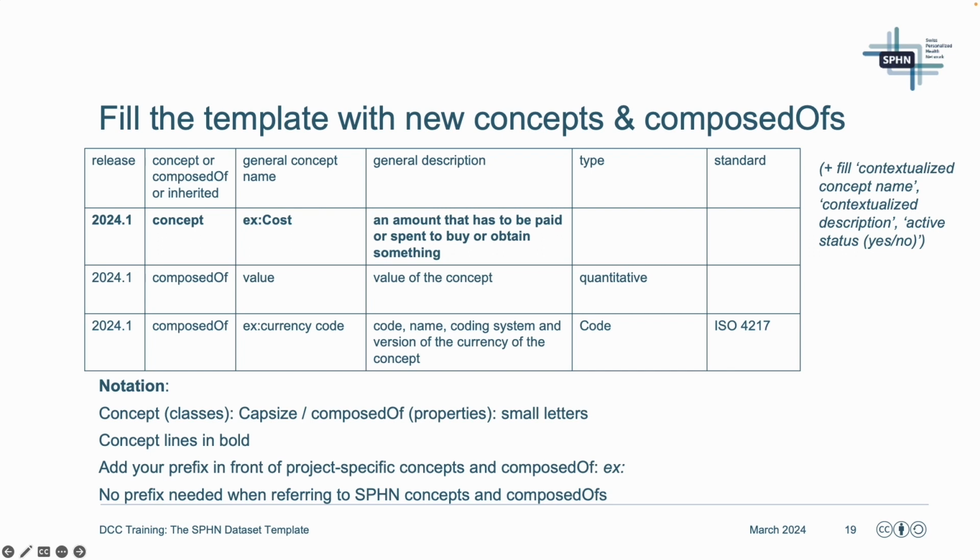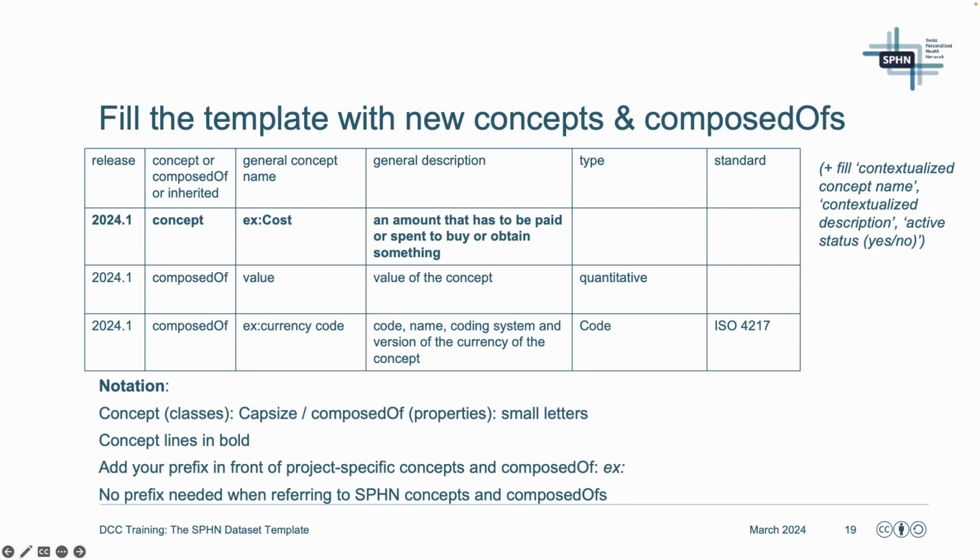Make sure to add the name of the standard terminologies in the standard column when values or codes must come from such external terminologies. And some columns that are not highlighted but which you should also fill are the contextualized name, description, and set the active status to yes.